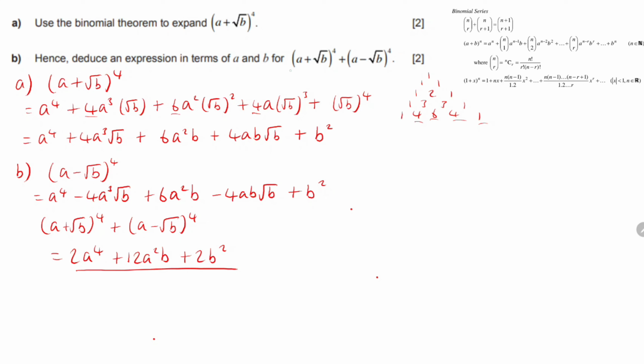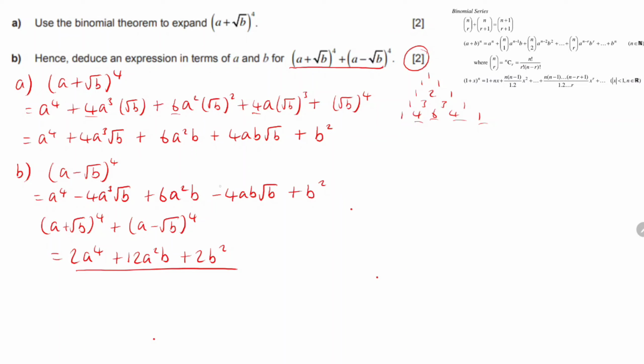Then it wants you to deduce an expansion with this. Now it's only worth 2 marks. So the first thing to understand is that if you had a minus root b to the power of 4, that will make every other term a negative. So on the original expansion, we had plus 4a cubed times by root b. So now we're going to have minus 4a cubed root b. And the fourth term is also going to be negative.